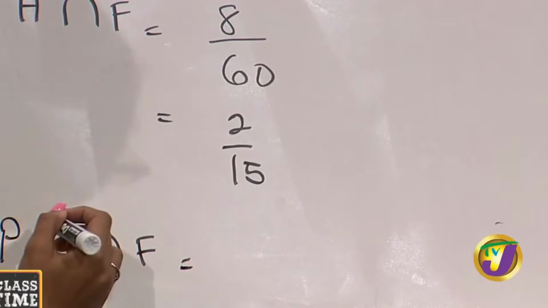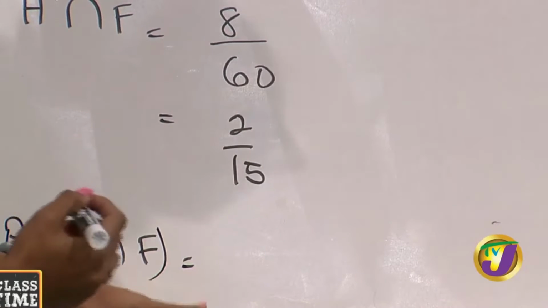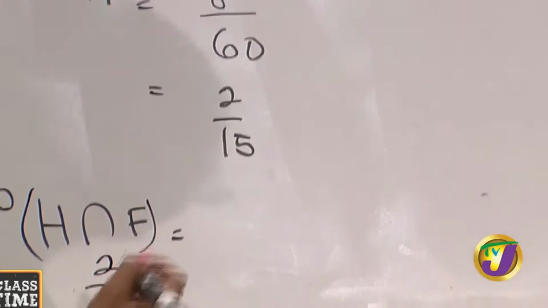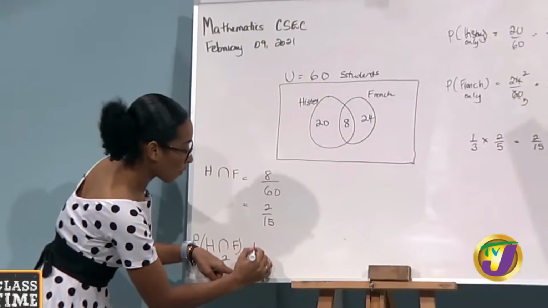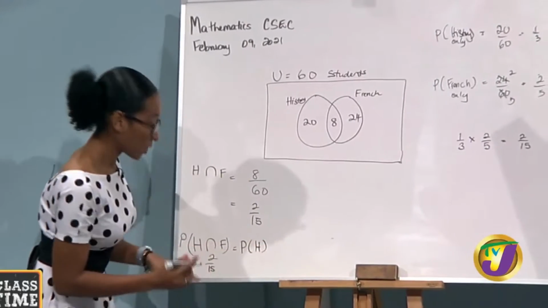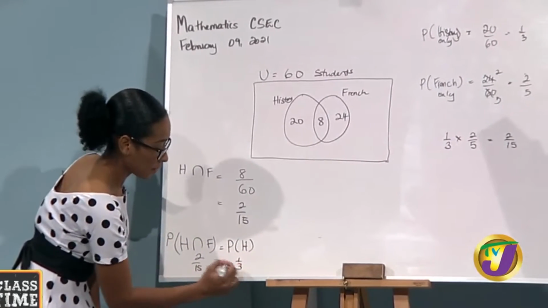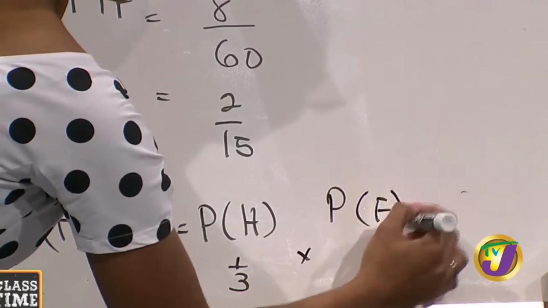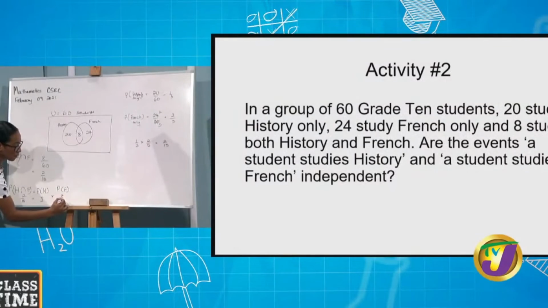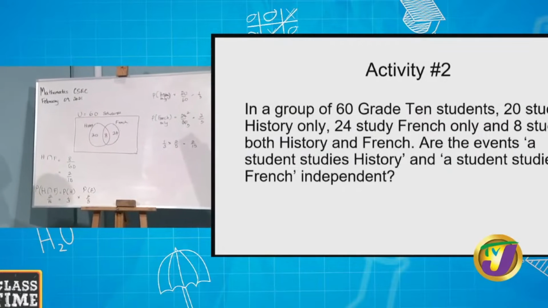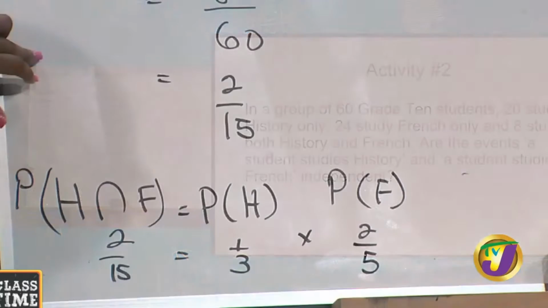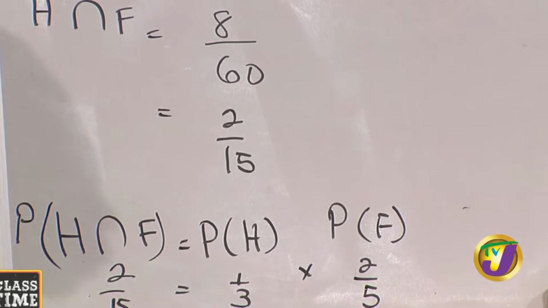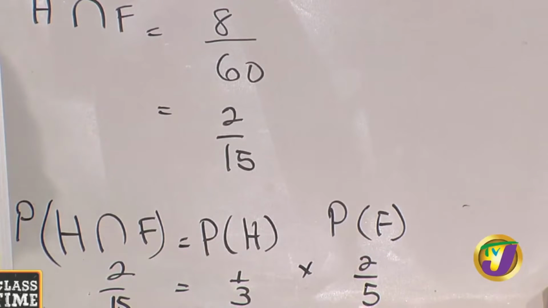So the probability of history and French being 2/15 is equal to the probability of history only, which we're going to leave as H, a third, times the probability of French only, which I'm calling F, 2/5. So tell me if you think it's correct. The calculation is correct. We have 1/3 multiplied by 2/5 gives us 2/15, and it is exactly what the Venn diagram showed, that the intersection of history and French is 2/15.